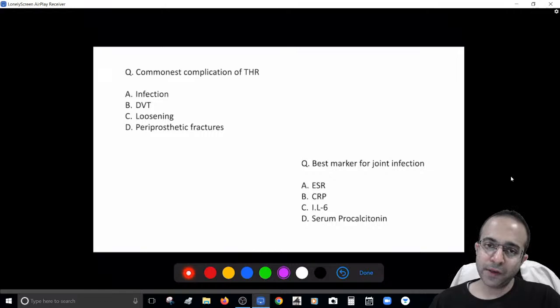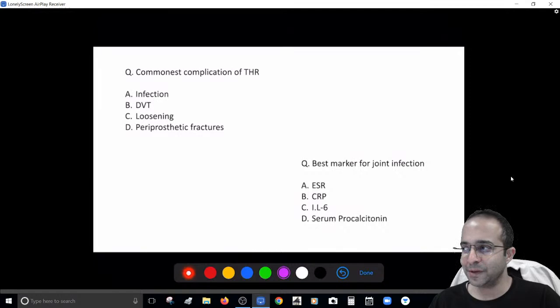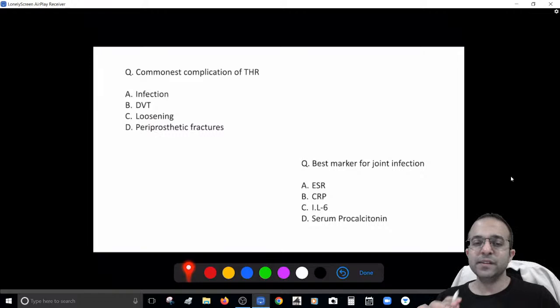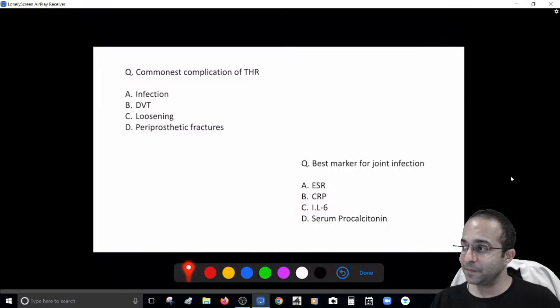Any idea which is the commonest complication of a total hip replacement surgery out of all I've shown you? Any idea? You want to take any guesses? Out of all the complications I've spoken of, which is the commonest complication of THR? Let me see how many people were listening to me carefully. How many people are listening to me very carefully?